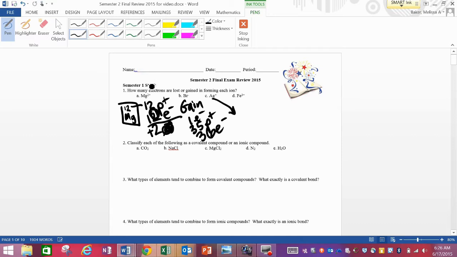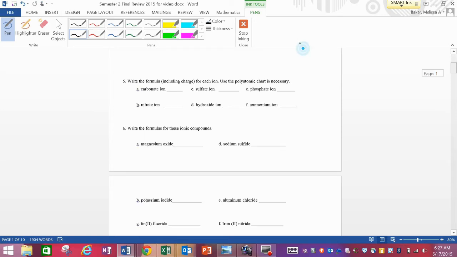And then once you've got that pattern thought through, you can say, okay, silver's got a +1 charge. That must mean that it lost 1 electron. Iron's got a +3 charge. That must mean that it lost 3 electrons to form that charge. The protons are winning. Moving on to number 2.